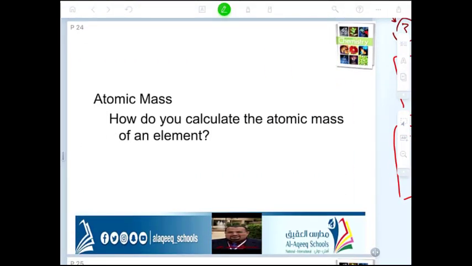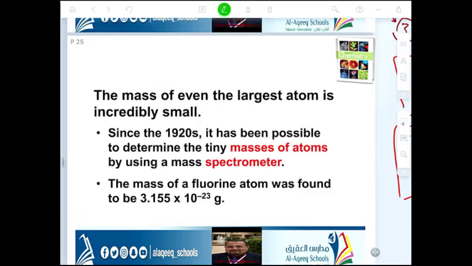We got the meaning of atomic number and mass number, but we have something called the atomic mass, not mass number. What does it mean, and how do you calculate the atomic mass of an element? What's the difference between atomic mass and the mass number? They are not the same. The mass of even the largest atom is incredibly small. If you take the heaviest atom, you will see that it has a very, very small mass.